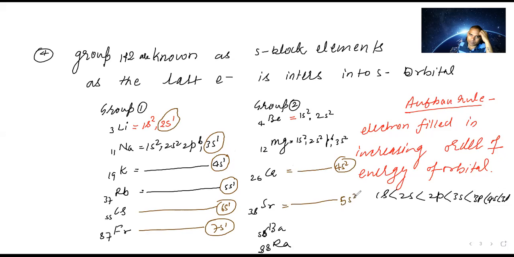Yes, sir. So that is why group 1 and group 2 are known as S block elements. The reason behind this is that the last electron is entering into the S orbital. Can you see?